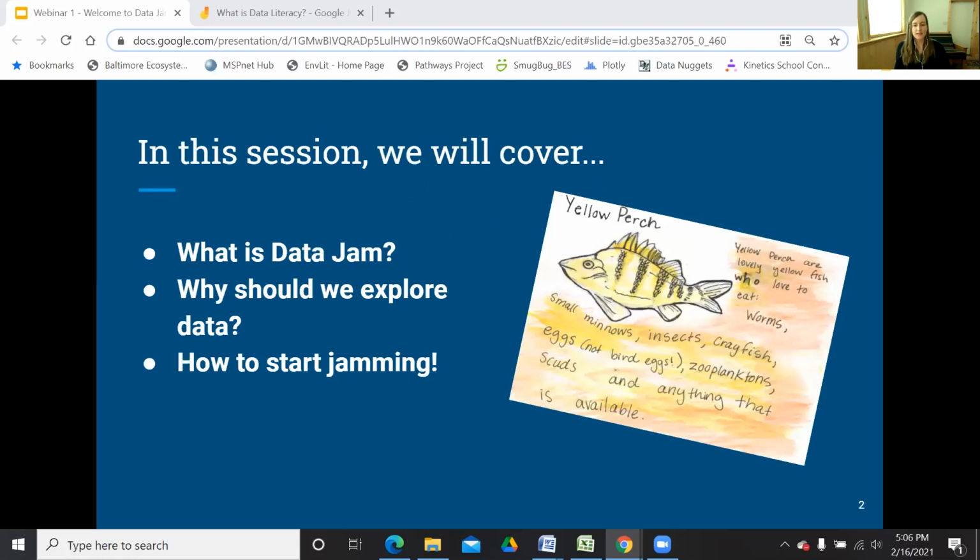So in this session, this is a general overview of the Hudson Data Jam competition. I'll be sharing a little bit about what Data Jam is. Bess will be talking about why it is important for us to explore data with students and to encourage their understanding and empower them to know how to work with data. And then finally, I'll give you a brief website tutorial to show you all the resources that you'll need to be supported in the Data Jam competition.